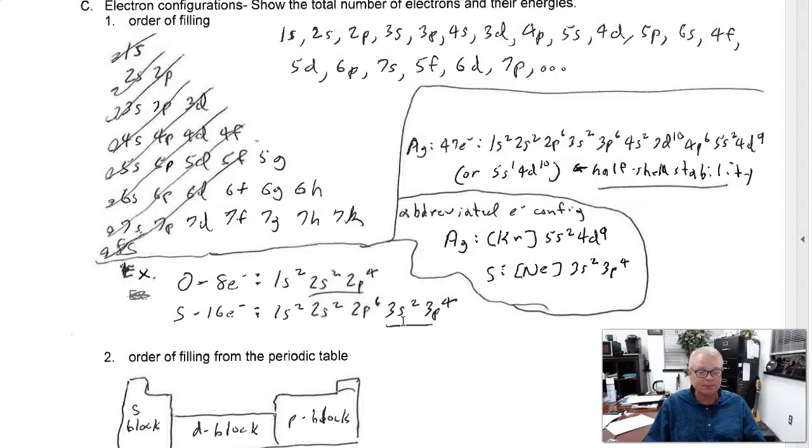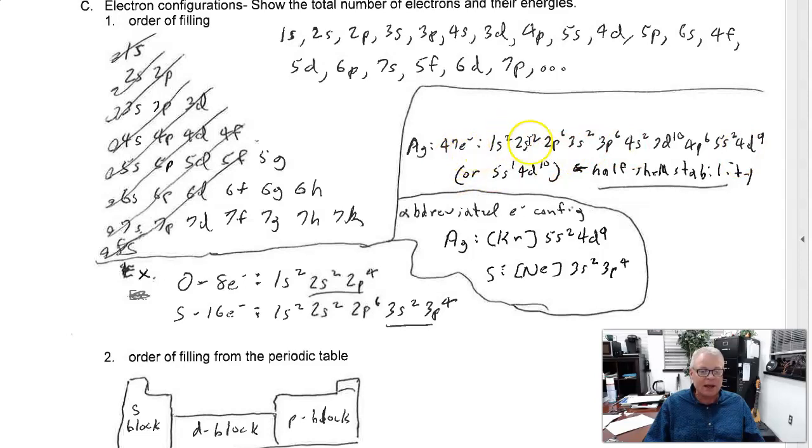You want to see one a little bigger? Let's do one a little bigger. Here's silver. Silver has 47 electrons. Oh, this one might take a little bit more, right? So here we go. 1s2, 2s2, 2p6, 3s2, 3p6, 4s2, 3d10. Remember, I can fit 10 electrons in a d sublevel, subshell. Back to 4p6. See, we're following our order of filling. 5s2. I can fit 10 electrons in a d subshell, but I need 4d9 here.